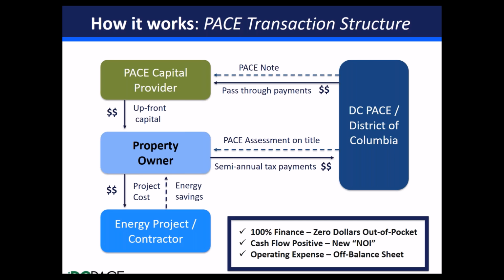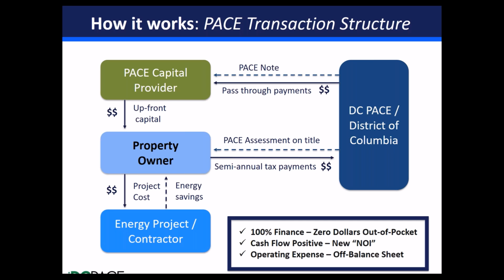The cash flow positive, because the debt flows in the form of an operating expense of a tax bill, means that when you get those savings with no money out of pocket, it shows up after you paid your debt service as just fresh new operating income. If your savings are greater than your annual expense, you've actually improved the cash flow in the property without spending money. And because it's an operating expense, generally it can be treated as an off-balance sheet commitment.